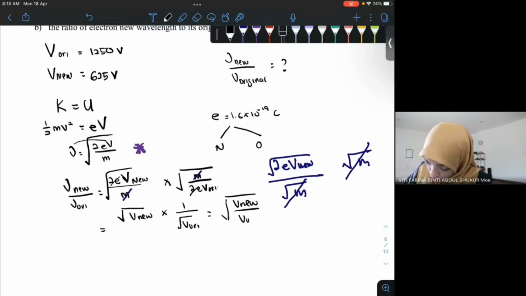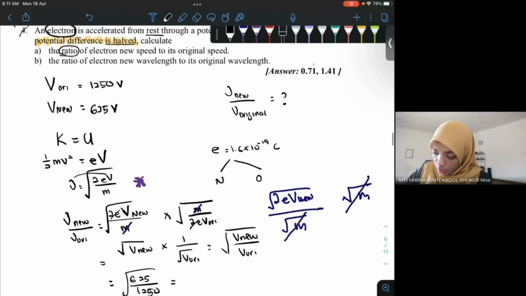V original. Okay, V new kita adalah 1250, V new kita adalah 625, original adalah 1250. And then you can press your calculator. You should get this one lah.